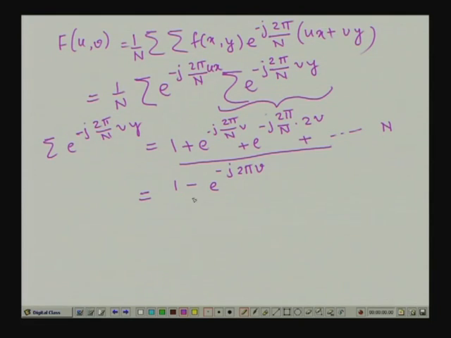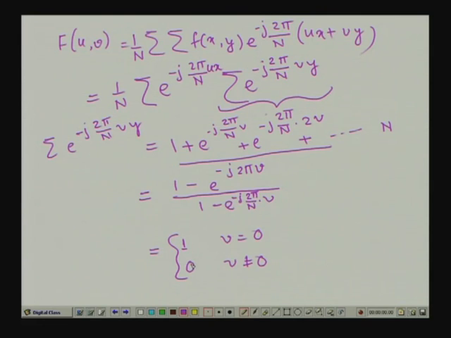So, this summation will simply be 1 minus e to the power minus j 2 pi into v, divided by 1 minus e to the power minus j 2 pi by capital N into v. And this particular term will be equal to 1 only when v equal to 0, and it will be equal to 0 when v is non-zero.